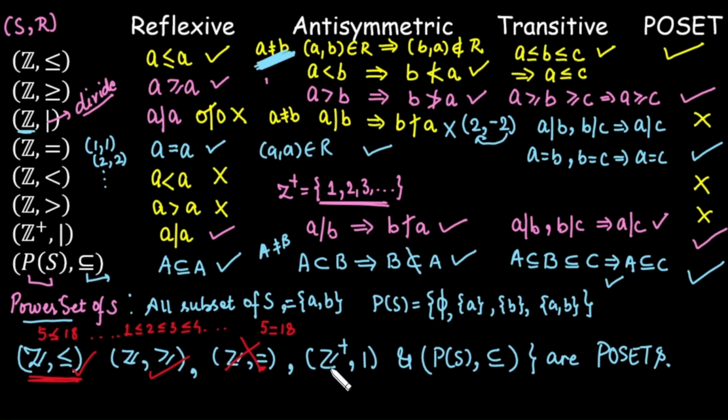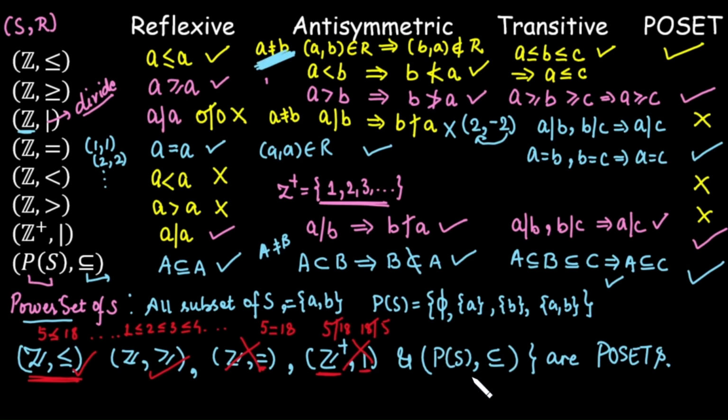Now what about the set of positive integers with the divides relation? Can we divide every two elements from this set? Take 5 and 18 again. Whether 5 divides 18? No. Whether 18 divides 5? No. So these two elements are not comparable. It means we cannot say that every element is comparable according to this relation in this set. It means this is again not a totally ordered set.